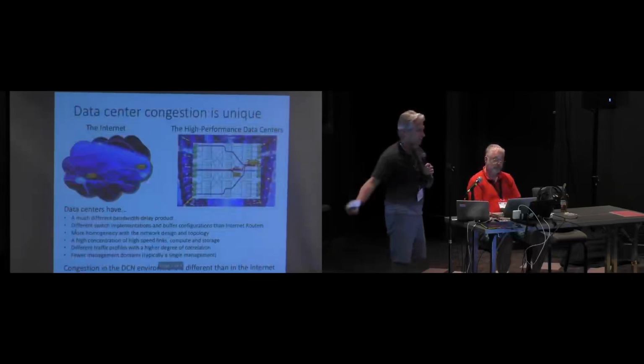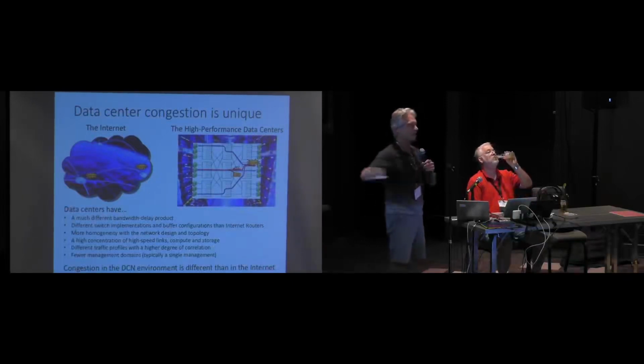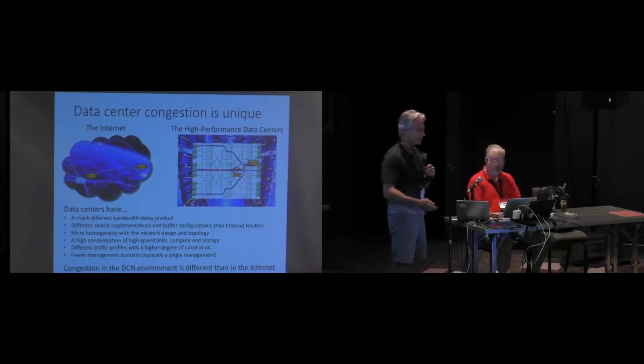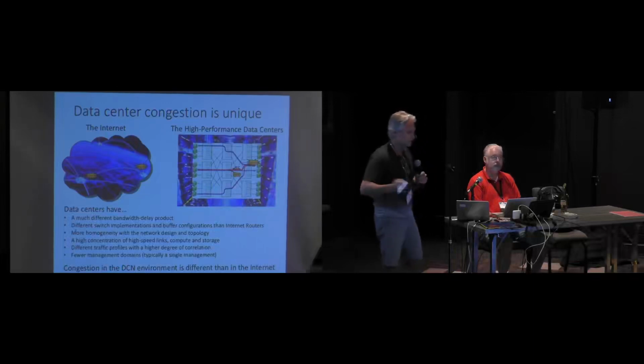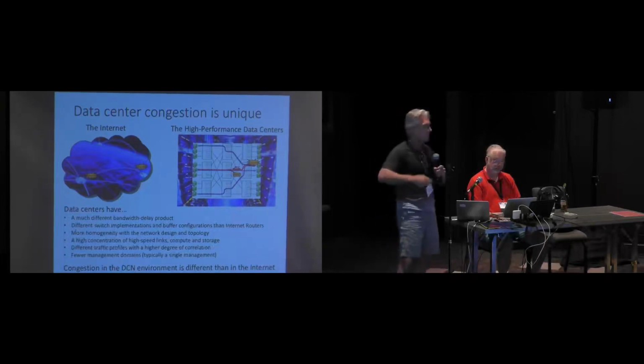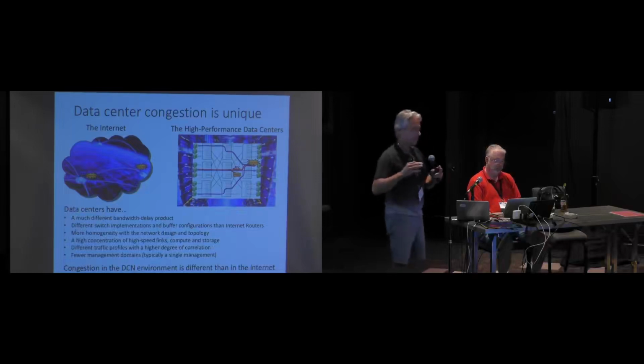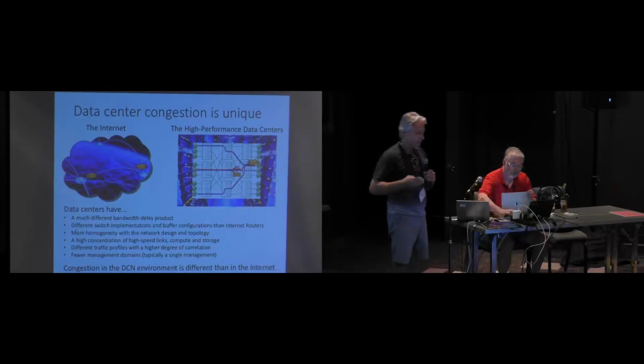First of all, data center congestion is different from internet congestion. I think we all know that. A handful of transactions coming in from the web can cause a lot of activity inside a data center. Data centers have a much different environment: different bandwidth delay, and switches implemented differently, with small buffers and high-speed links, unlike internet routers. There's a lot more homogeneity in the network design. It's not so random. The traffic is very concentrated.